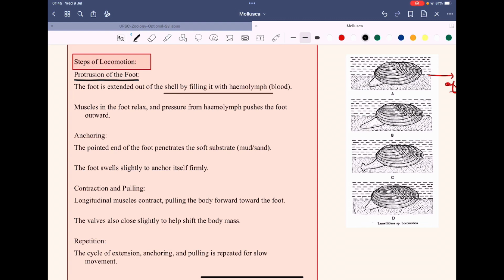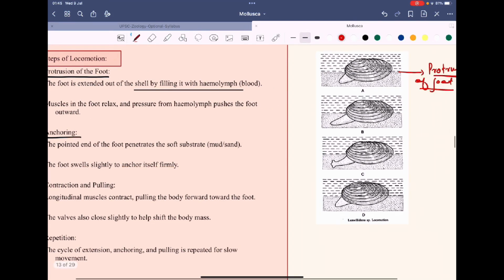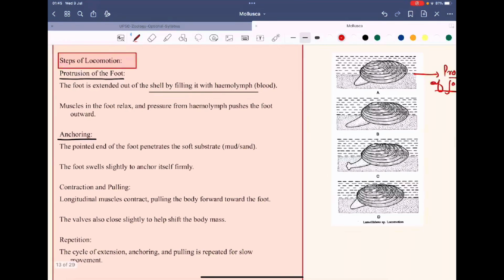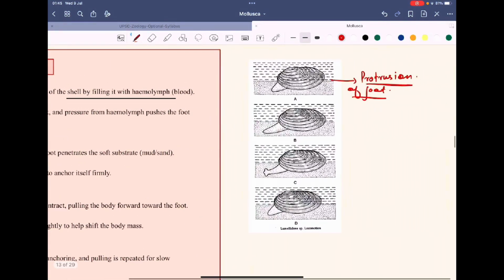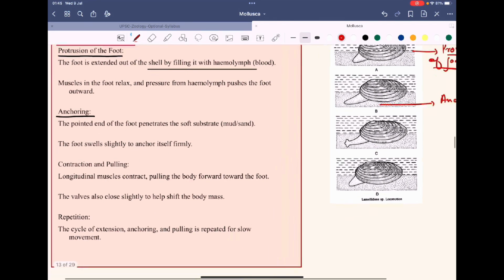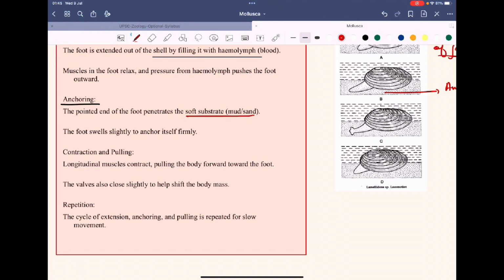After that there will be anchoring. The anchoring takes place when the foot penetrates the soft substrate of the mud. After anchoring on the soft mud, the foot will swell slightly in order to anchor itself firmly, so it will swell at a portion.